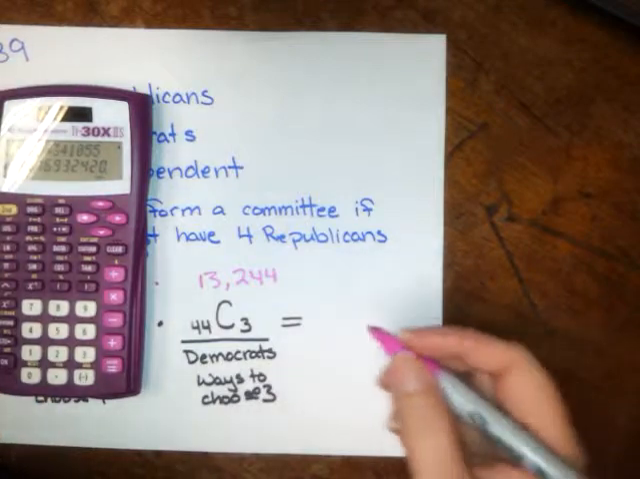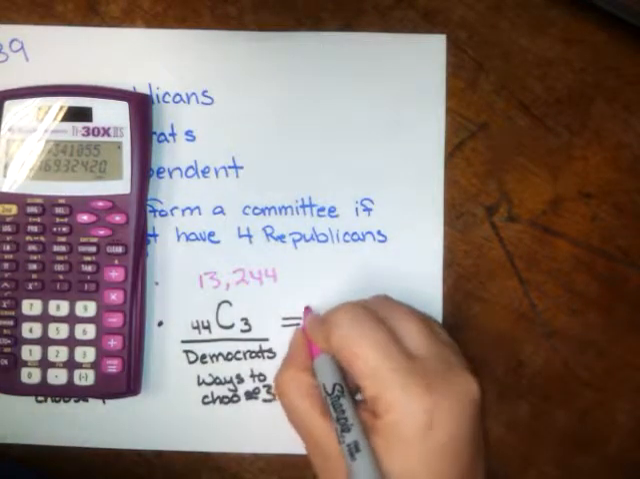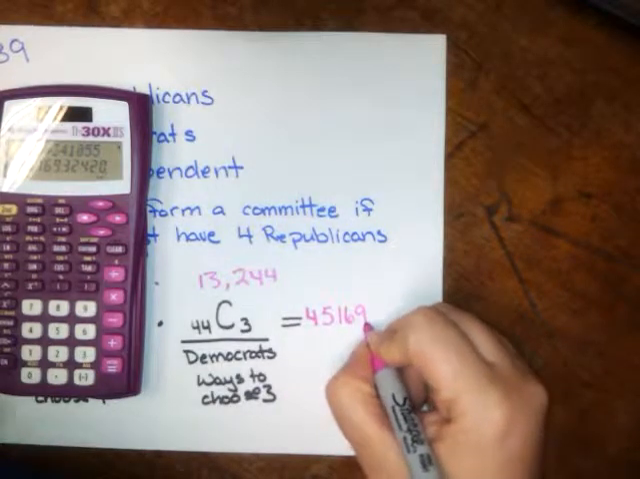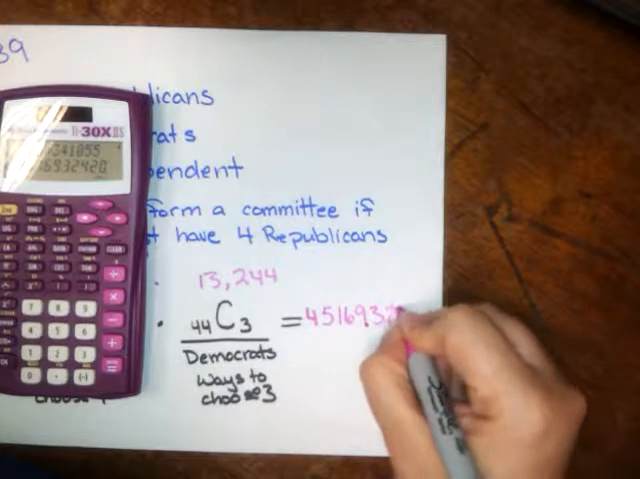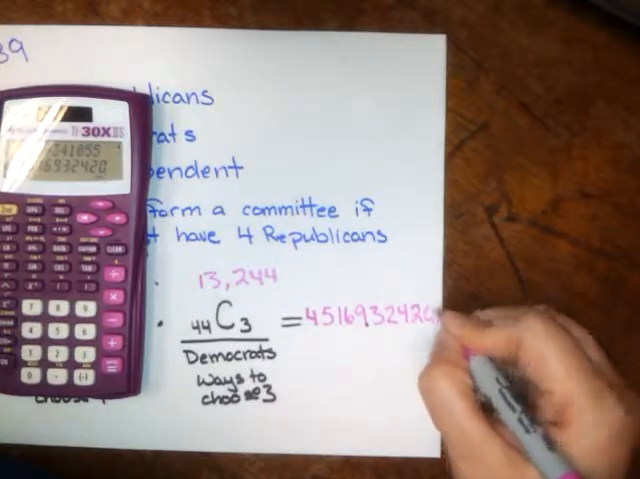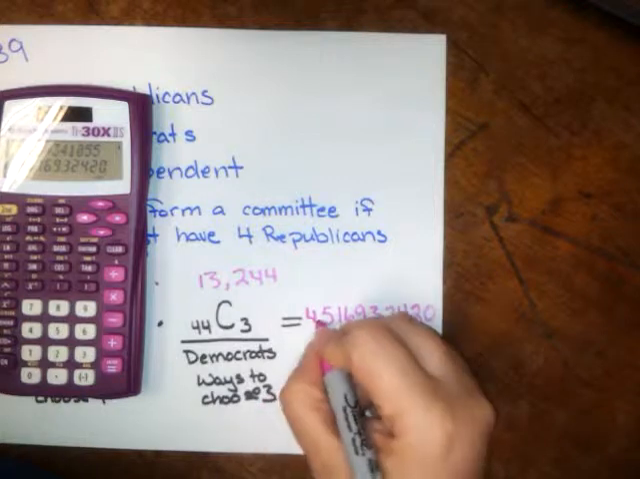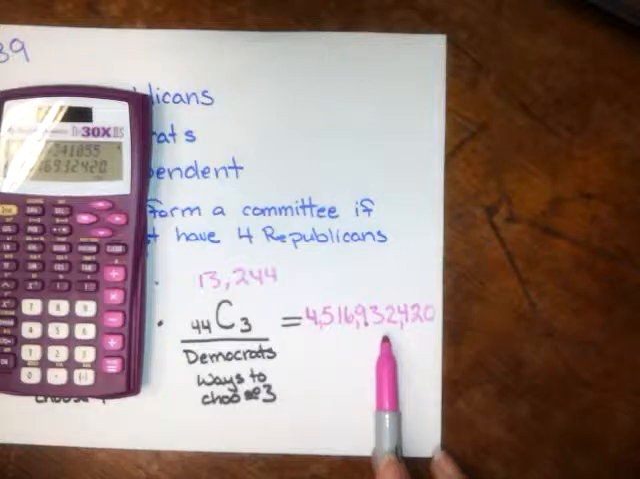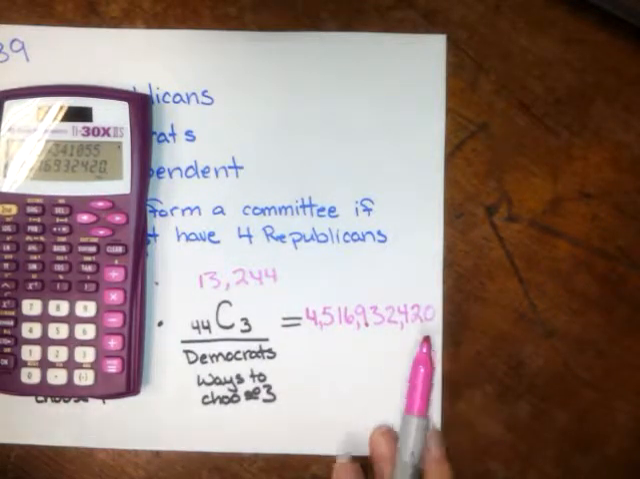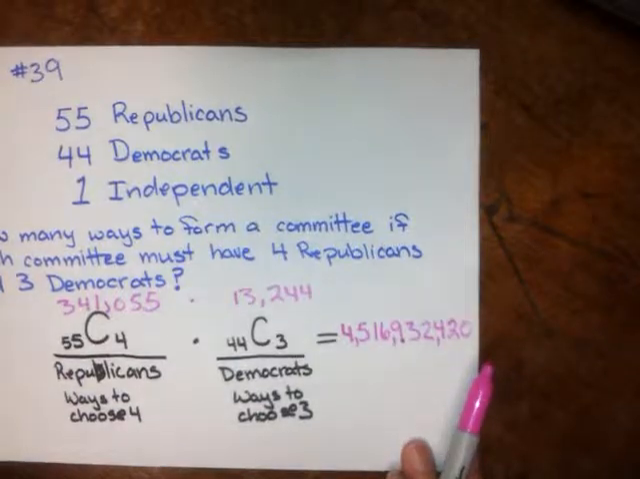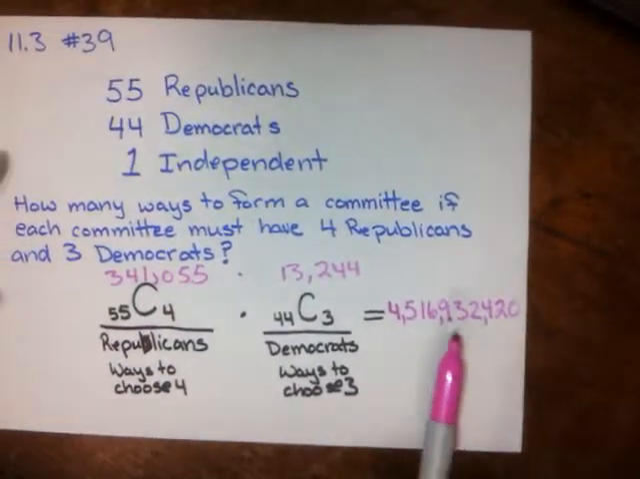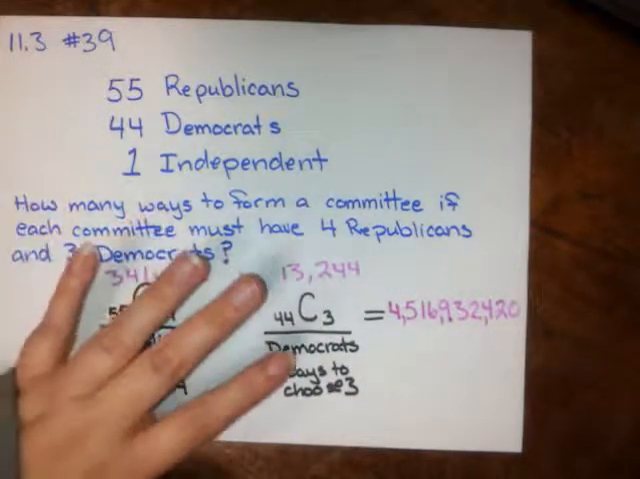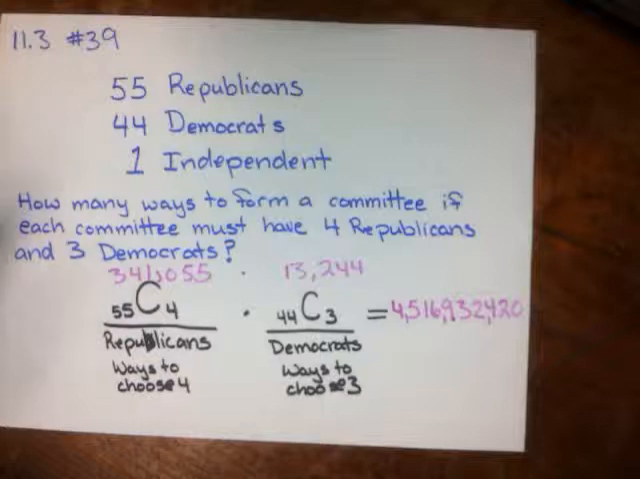So let's see, I don't know if I left myself enough room to write it. We have 4, 5, 1, 6, 9, 3, 2, 4, 2, 0. So let's throw some commas in there. So what we're looking at is 4,516,932,420 different ways to form committees if each committee has to have 4 Republicans selected from a group of 55 Republicans and 3 Democrats selected from a group of 44 Democrats.